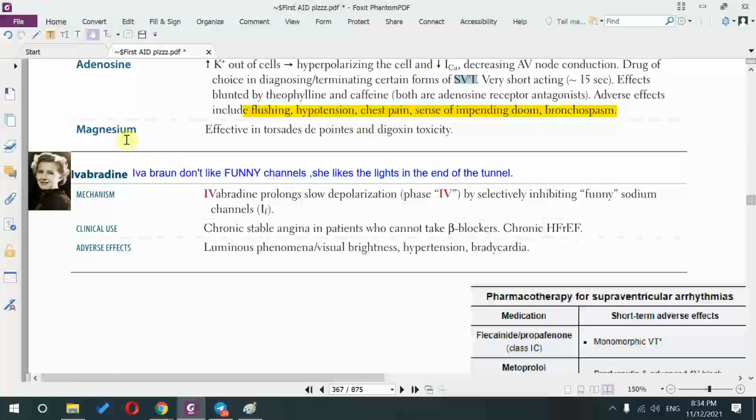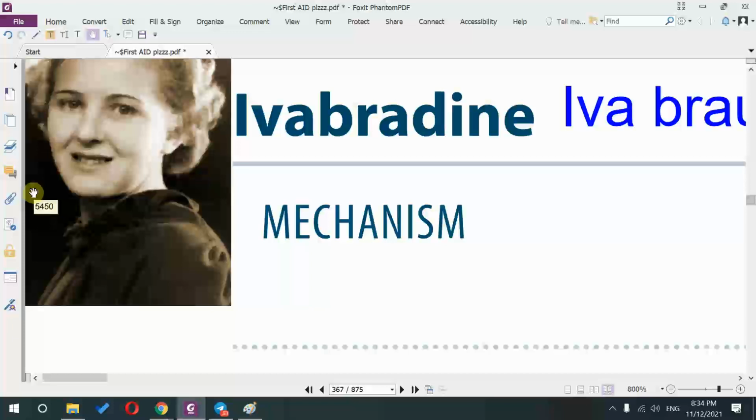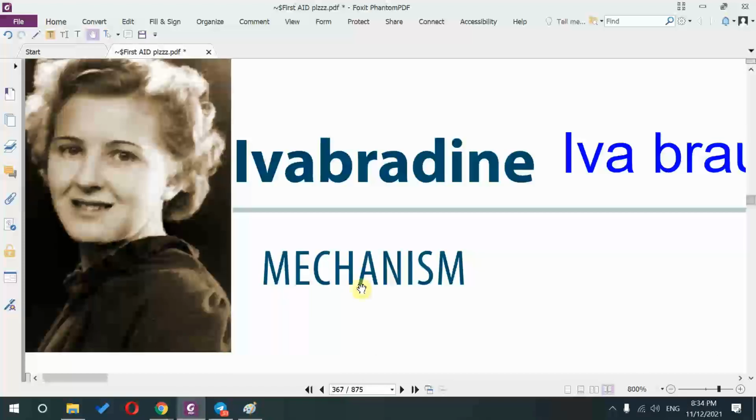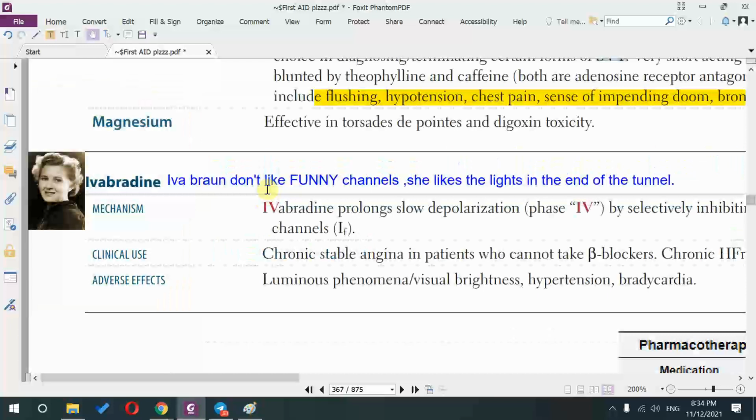Okay, so the last thing here is ivabradine. Oh my god, I really did not expect to make a joke about the Nazis. But this is Eva Braun. For you guys not knowing anything about history, Eva Braun is the lady that Hitler used to date, and he married her one night before he killed himself. Her name is Eva Braun or Eva Bradin. Okay? So Eva Braun doesn't like funny channels. She likes the light at the end of the tunnel.